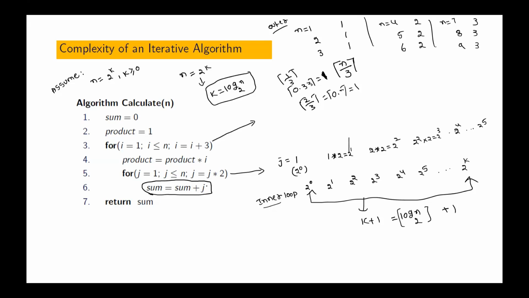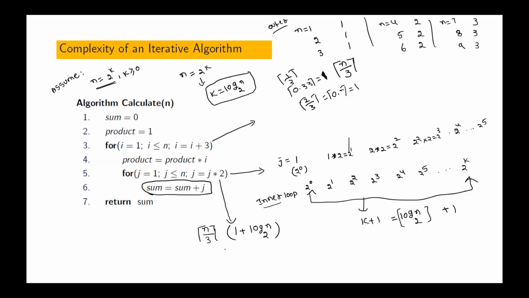So now, how many times is the inner loop repeated? Let us write it like this, for no confusion. 1 plus log n base 2 times with the assumption that n equal to 2 power k. 1 plus log n base 2 times. How many times is the outer loop repeated? Ceiling of n by 3 times.